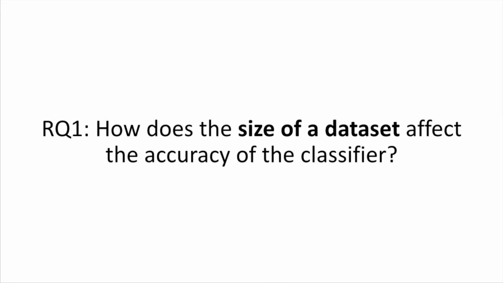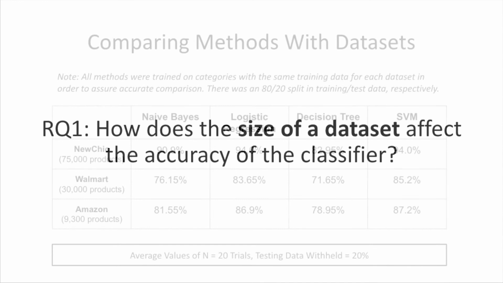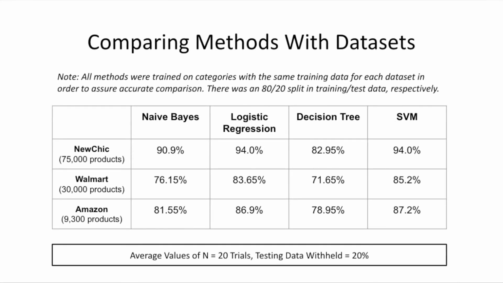Our first research question has to do with the size of the datasets that we're using. This question also pertains to the number of categories and subcategories in each dataset. Here we see a table of accuracies for each of the 4 classification methods we used on each of our datasets. To compute these values, we ran our training method with 20% data withheld for testing on each classification method a total of n times, in this case 20, and averaged the resulting accuracies.